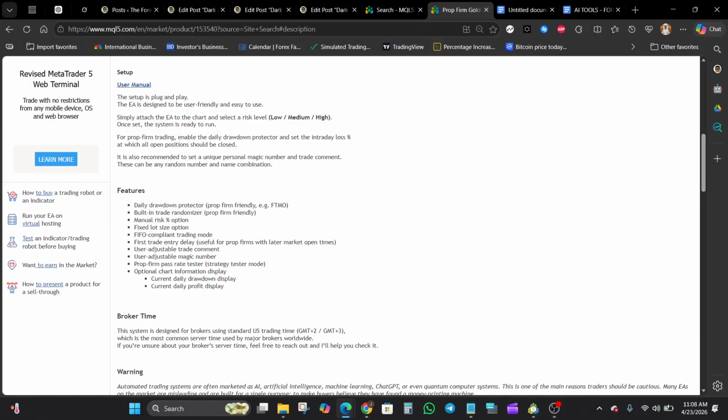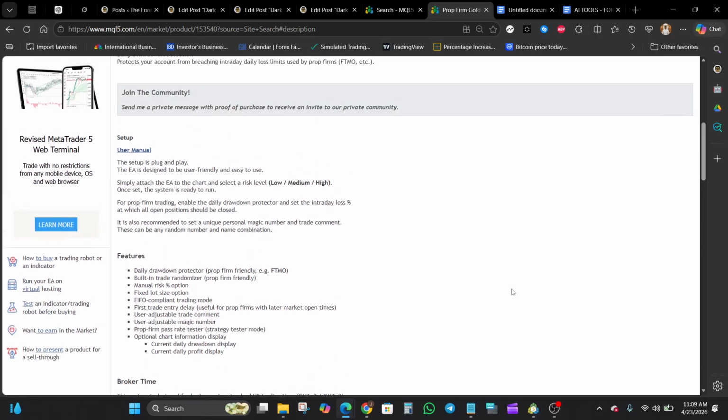On the risk side, you have both percentage based and fixed lot options, which allows flexibility, depending on your account size and risk tolerance. There's also FIFO compliance and entry delay features, which again are tailored for prop firm conditions where certain execution rules apply. Now, the advantage of this setup is simplicity. You don't need to constantly tweak settings, but the limitation is that you are relying heavily on the built-in logic. So you need to trust the system's structure rather than customizing every detail.